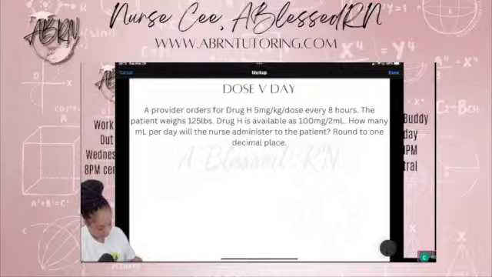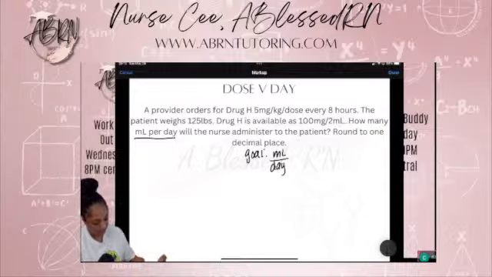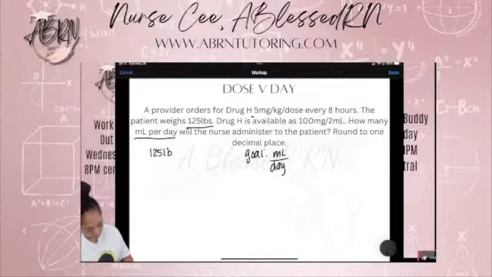So we are looking for what? How many milliliters per day? So our goal is to have milliliters on the top and day on the bottom. So what do we have? This is a weight-based problem. So I say PPP, not the loan during COVID, but the patient's weight, the prescription, and then your product. So we'll do patient's weight is 125 pounds. Our prescription is 5 milligrams per kilogram per dose.